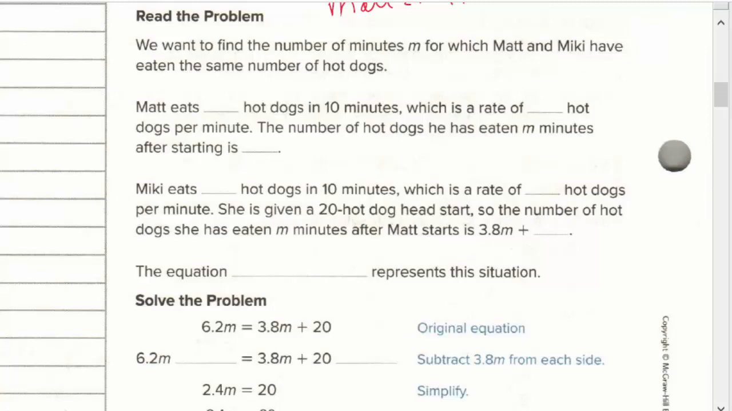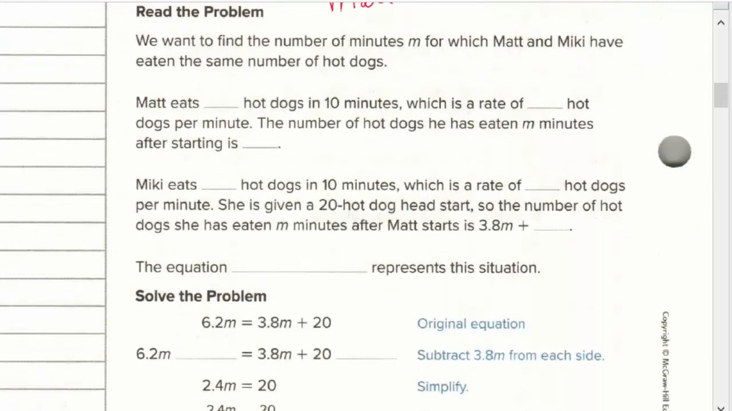So Matt eats, I think it was 62 hot dogs in 10 minutes, and we want to create a rate out of it. A rate is always something that you're going to multiply in your problem, but the way we calculate the rate is we take how many hot dogs he ate over 10 minutes, and he's eating at a rate of 6.2 hot dogs per minute. Then the number of hot dogs he actually eats after m minutes is, well, how fast is he eating? 6.2 times the number of minutes.